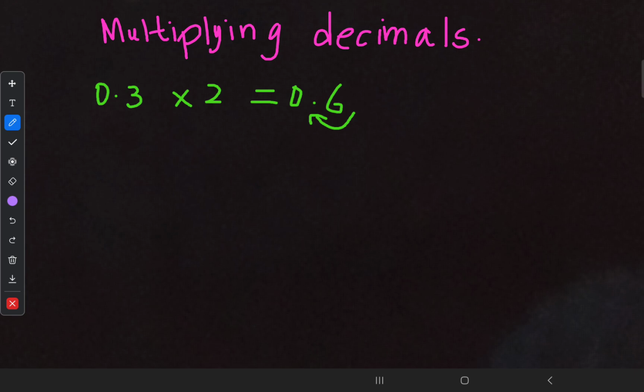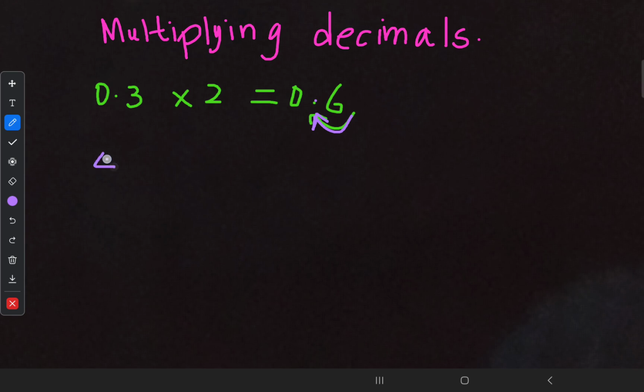0.3 multiplied with 2, we just multiply the numerical values. When you multiply only 6, after that you have to count how many digits after the decimal point. Only one digit. So from its last you have to place the decimal one digit before. If there is only one digit after the decimal point while multiplying, in your answer also only one digit should be after the decimal point.